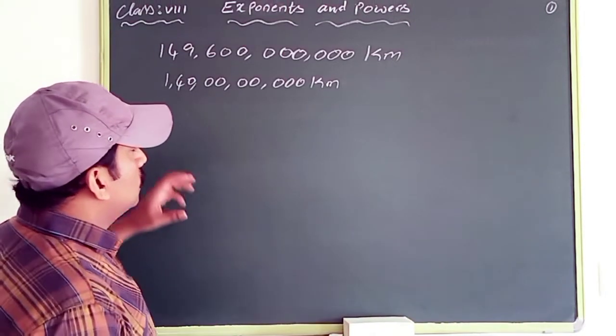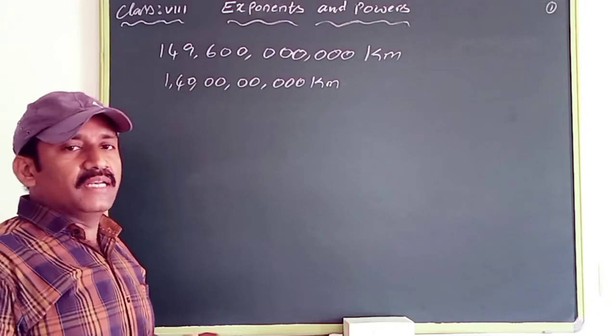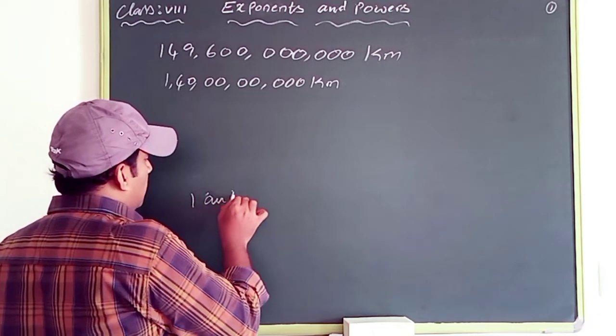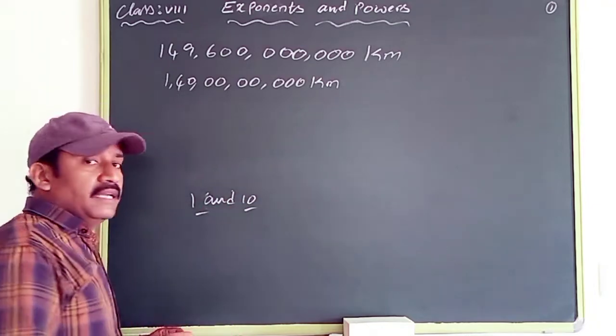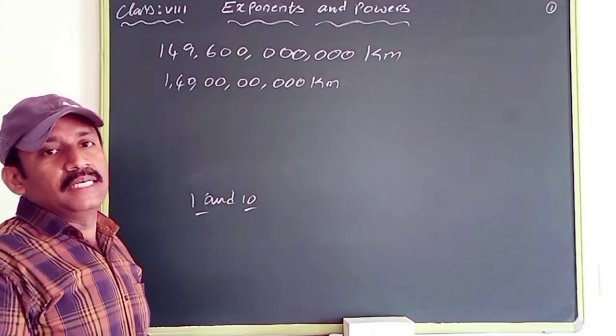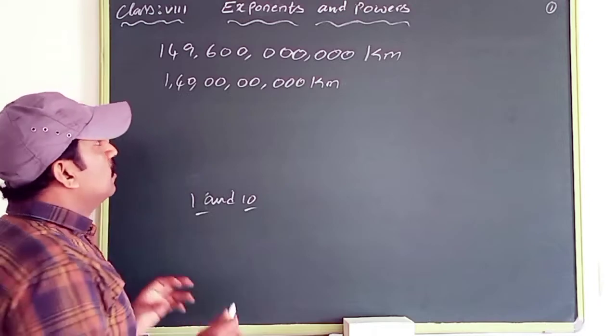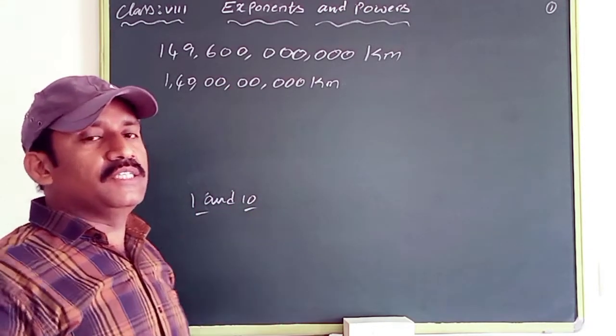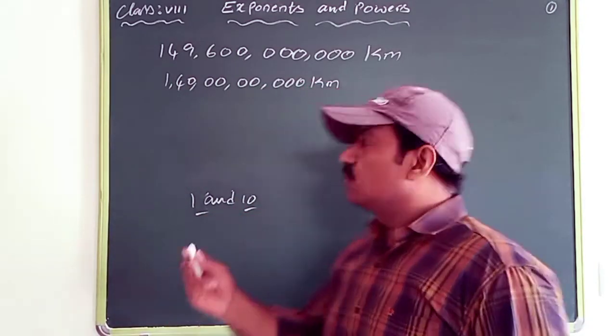Yes. These numbers we can write between 1 and 10. If you write a number between 1 and 10, that process is called scientific notation. So how can we write this number in scientific notation? You can see this type of numbers in your science book.